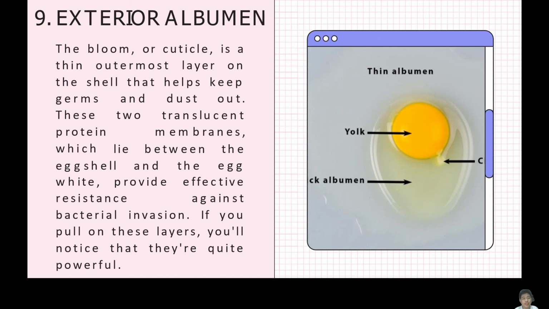So the function of this exterior albumin is to keep the germs and dust out, and it provides effective resistance against bacterial invasion. So this is the exterior albumin, or that thin albumin.